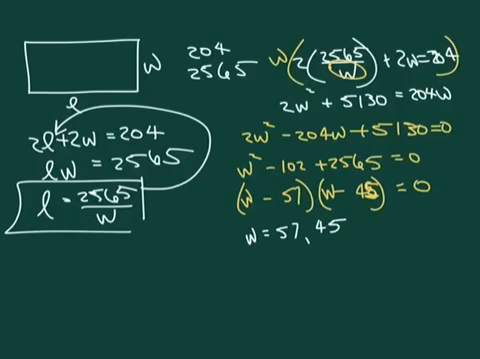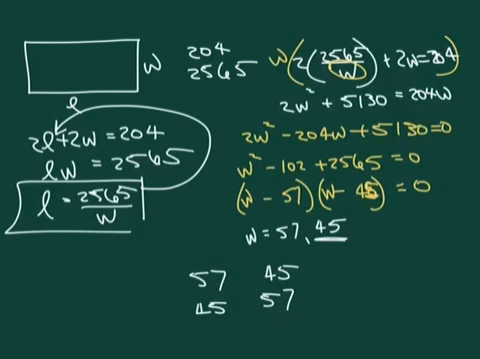Okay, so what's this going to look like? Well, we're going to plug both of these numbers in, and when we plug 57 in, we're going to get a width of 57 and a length of 45. If we plugged in the width of 45, we're going to get a length of 57. Okay, so what does that mean? It means that if our width is 57, our length is 45, or if our width is 45, our length is 57. Okay, so for the most part, it's just semantics here.